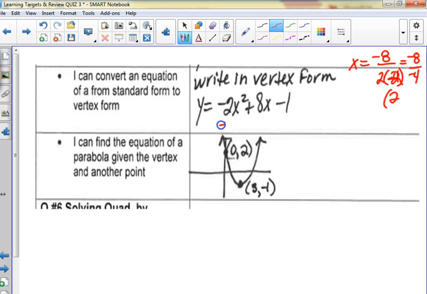Okay, if I put a 2 in here, negative 4, negative 8, plus 16 is 8, minus 1 is 7. Anybody get 7? Now what? Squared. Is it right if it doesn't have the squared? It's not a parabola then, so be careful.